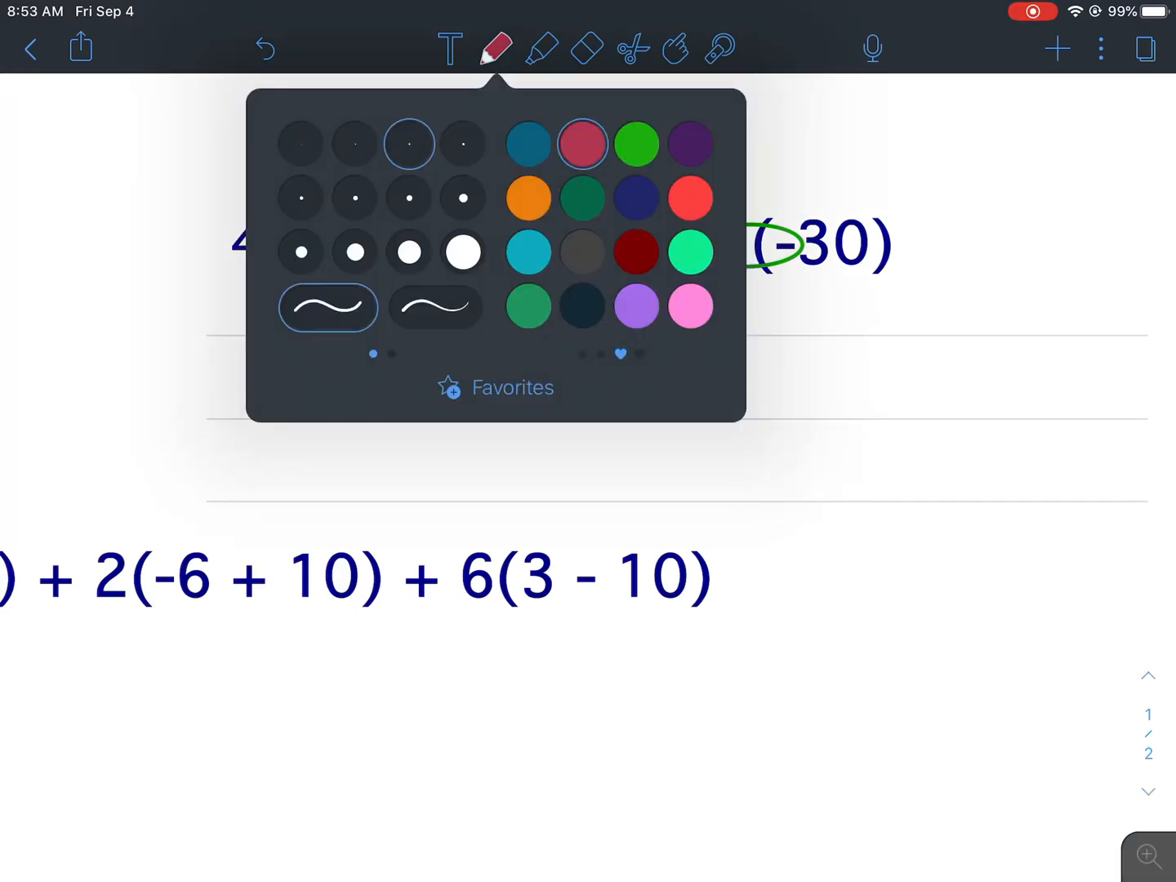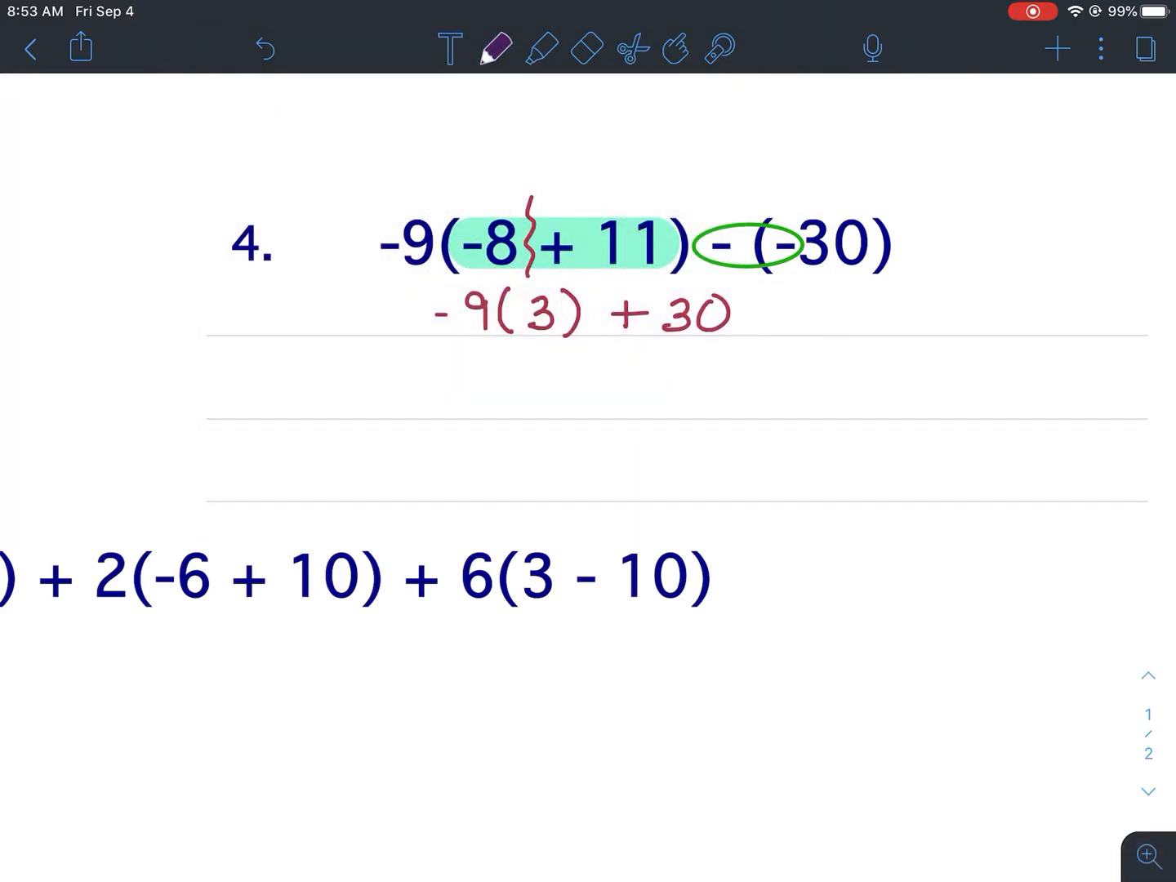Okay, now, order of operations says I need to do the multiplication. So now I'm going to multiply. 9 times 3 is 27. Since there is only one negative, that will be a -27. Then bring down my plus 30.